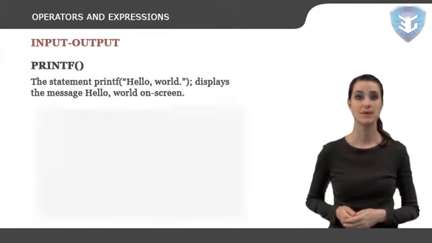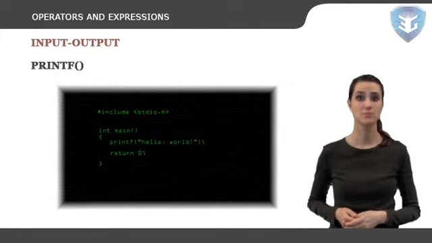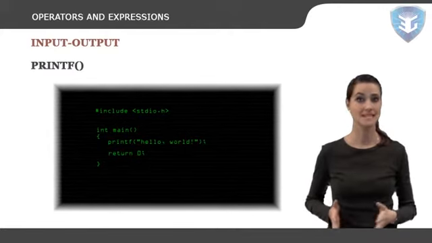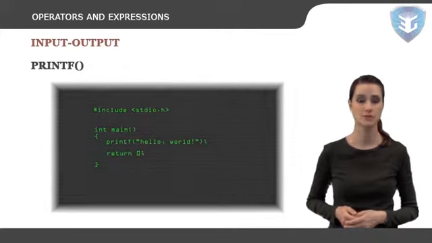The statement printf("hello world") displays the message hello world on screen. This is an example of using printf with only one argument, the format string. In this case, the format string contains only a literal string to be displayed on screen.